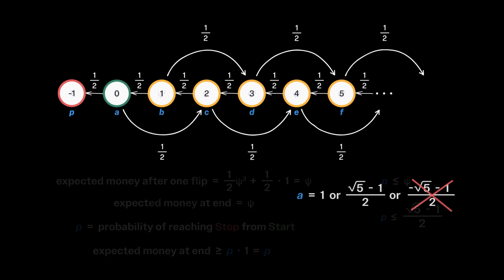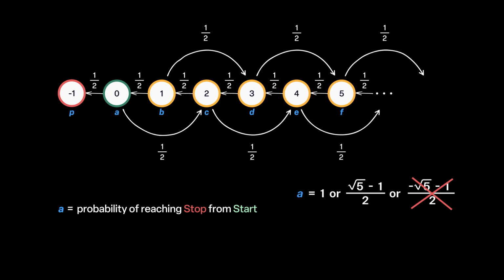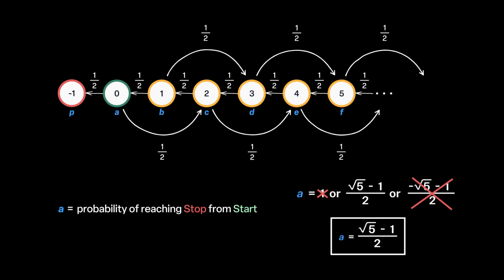Okay, let's get back to our previous work. We showed that the probability of success is either 1 or psi, but we just proved it's at most psi. Therefore, it can't be 1, so it must equal psi. Hence, the probability of success is exactly the square root of 5 minus 1 over 2, about 62%. The answer involves the golden ratio.